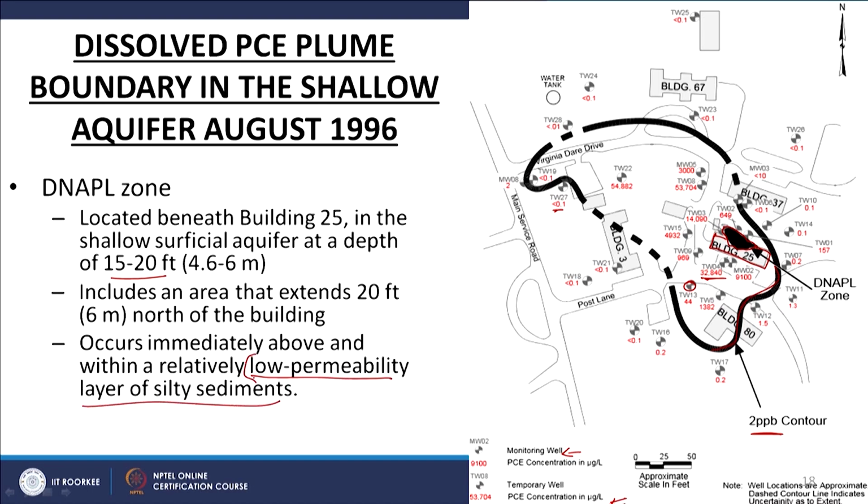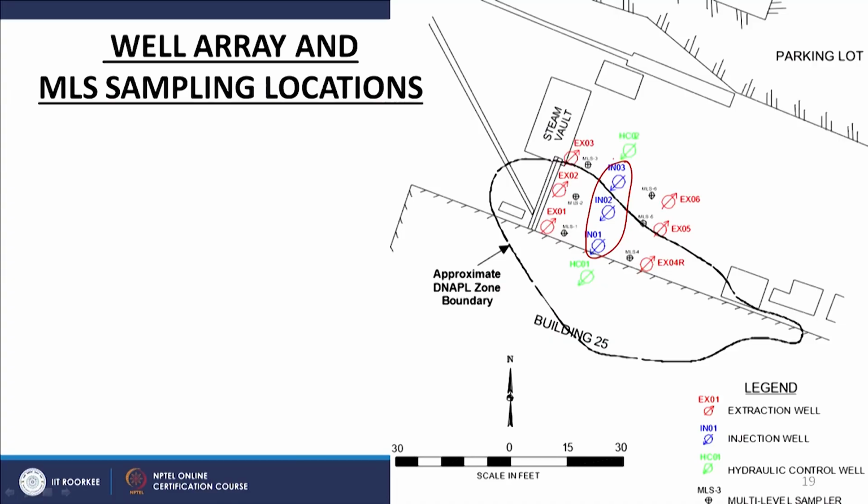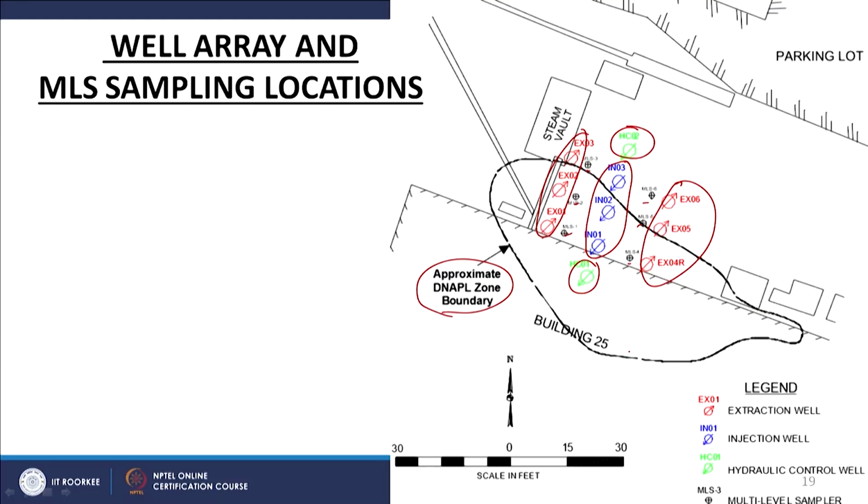The key is that it seems to occur above a relatively impermeable layer, and that is something to keep in mind. So, this is what they actually ended up with: 3 injection wells, or a row of injection wells, flanked by 2 rows of extraction wells and then 2 rows of monitoring wells. They were also trying to maintain some level of hydraulic control. This, as you can see, is the approximate contour of the DNAPL itself, because this is building 25. So, this is the actual DNAPL, and that is something to keep in mind.